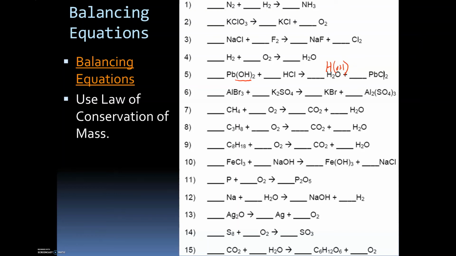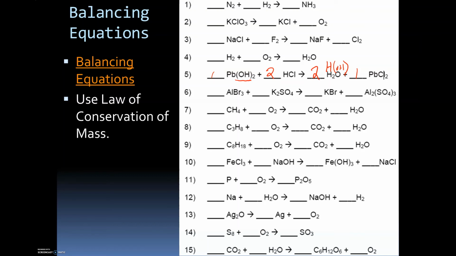Now if you look on the left, you have 2 OHs. On the right, you only have 1. You put a 2 in front of that, now you have balanced your OHs, and it gives you 2 hydrogens. So it gives you 2 hydrogens, so you're going to put a 2 in front of the HCl on the left side. Now that gives you 2 Cls. You look on the right side, you already have 2 Cls, 1 lead. So that's the easiest way to balance a problem like that.